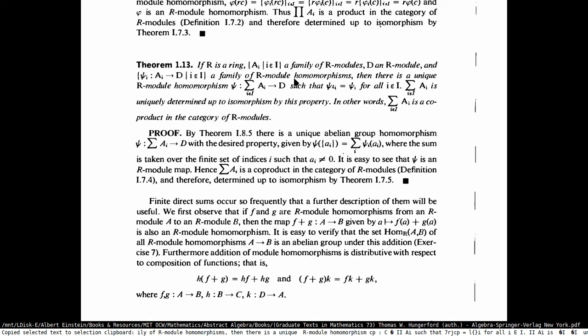You have this family of morphisms again, the psi_i, right? Then there is again this unique homomorphism that takes you from the direct sum to a specific R module D, such that when you compose psi with the injection, you get this component-wise homomorphism psi_i for this index. And this is also uniquely determined up to isomorphism, and the direct sum is actually a co-product in the category of R modules, as we said.